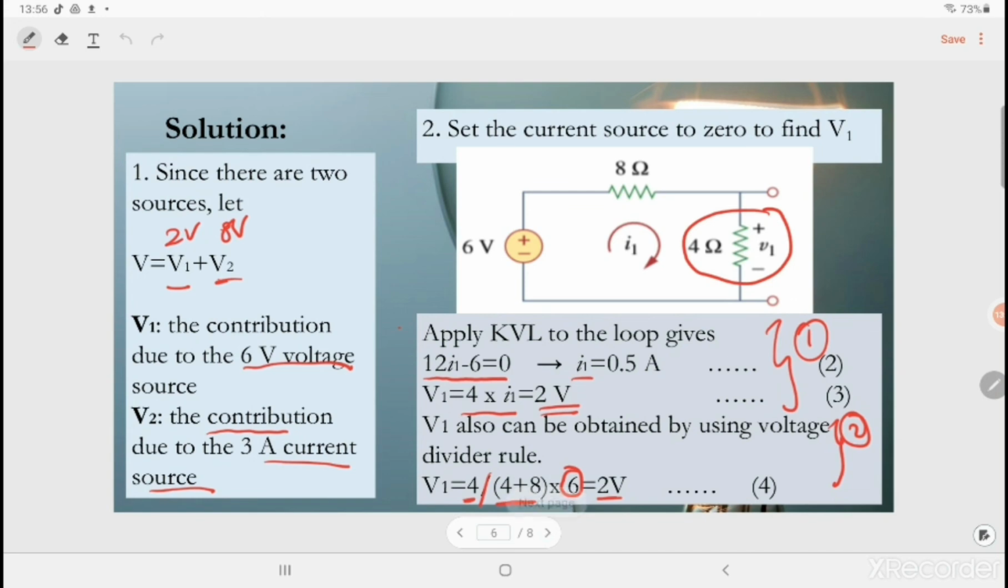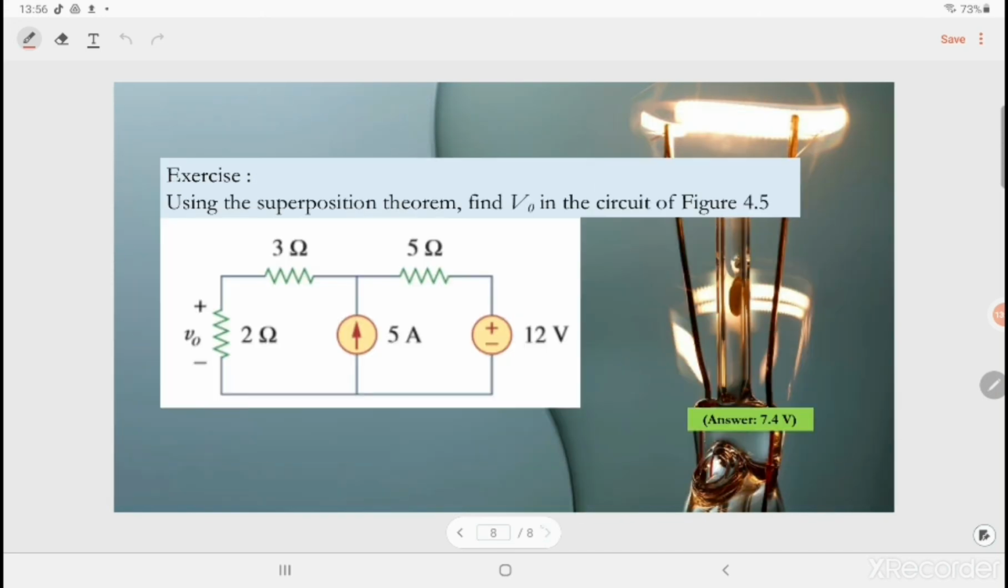Alright, for today's class, I want you to do this exercise as your proof of attendance for today's class.